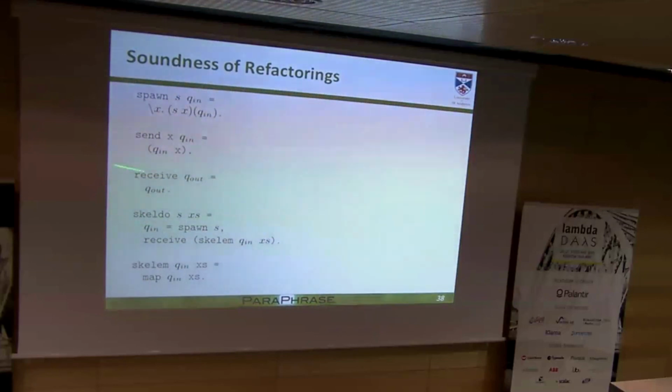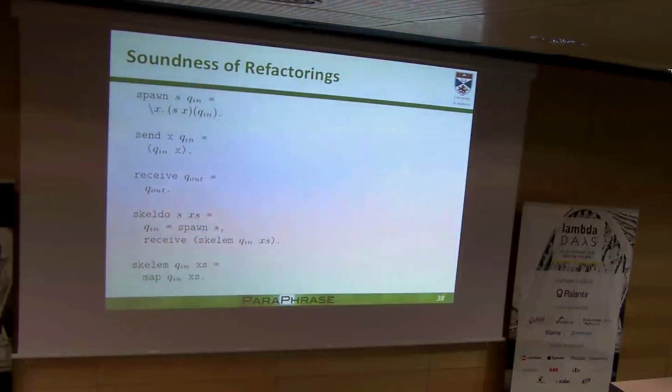So this gives us a soundness, a guarantee, or some guarantee, that these things are doing what they're supposed to be doing. I just wanted to very briefly talk about how we're doing that. What we've got here on this slide is some functional semantics for our skeleton implementation. And by functional, I just mean they're simple functions. So we've taken things like spawn.